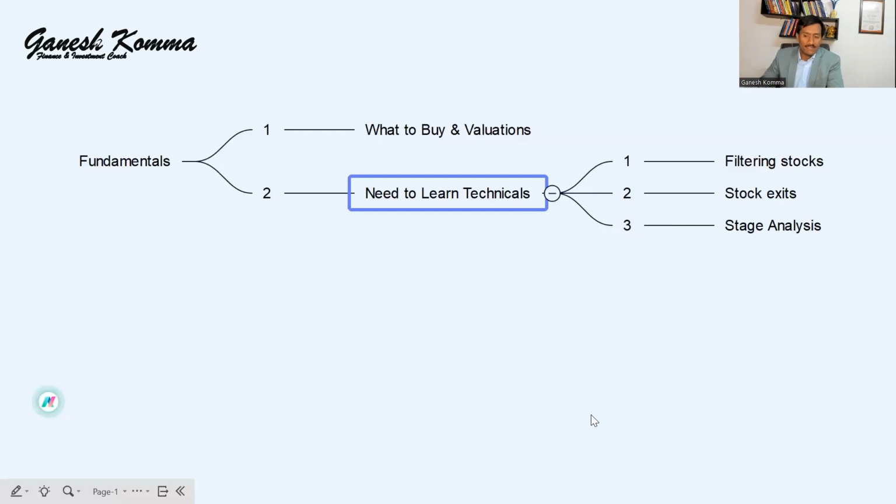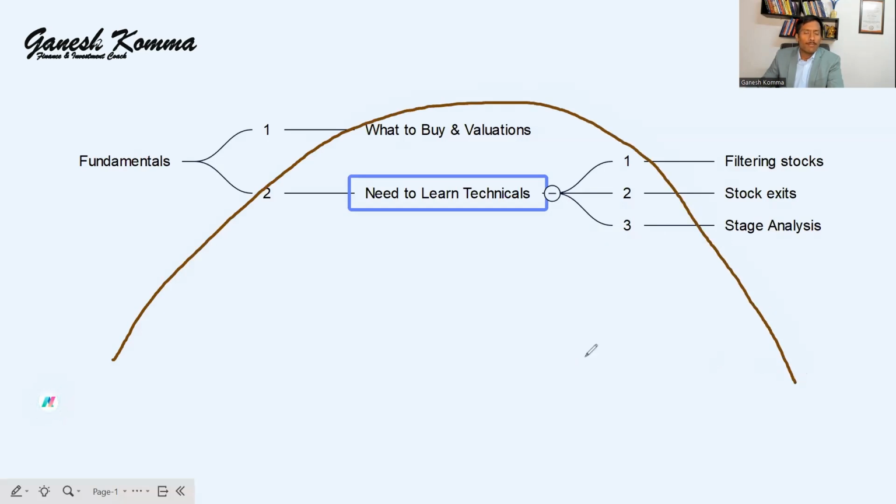Third, stage analysis. What do you mean by stage analysis? Let's say this is the entire life cycle of a company, right? This is the entire life cycle of a company.